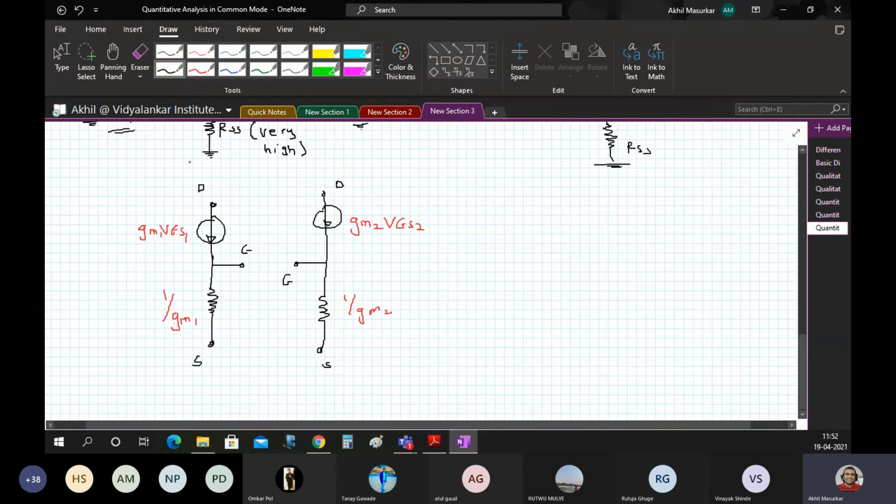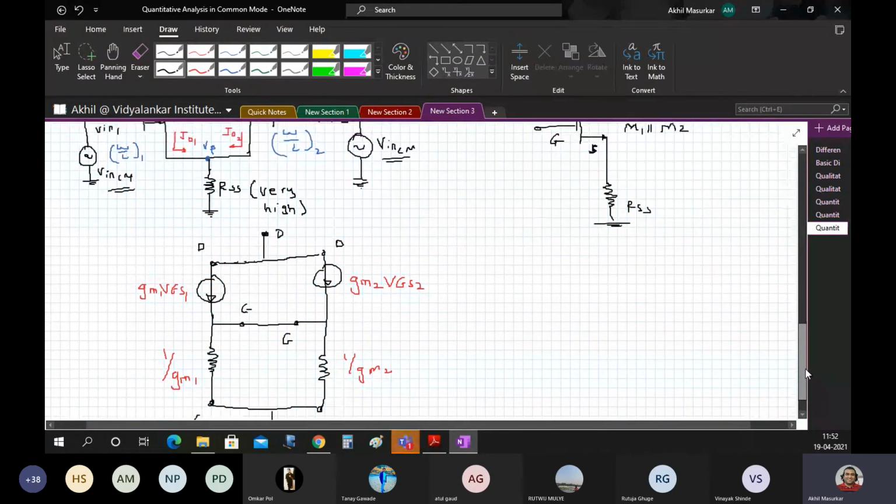So if I short this, drain and drain are shorted, gate and gate are shorted, source and source are shorted. So what does this mean? If I want one drain here and one source here, yes, I can see that path, thank you. But now focus on this thing.